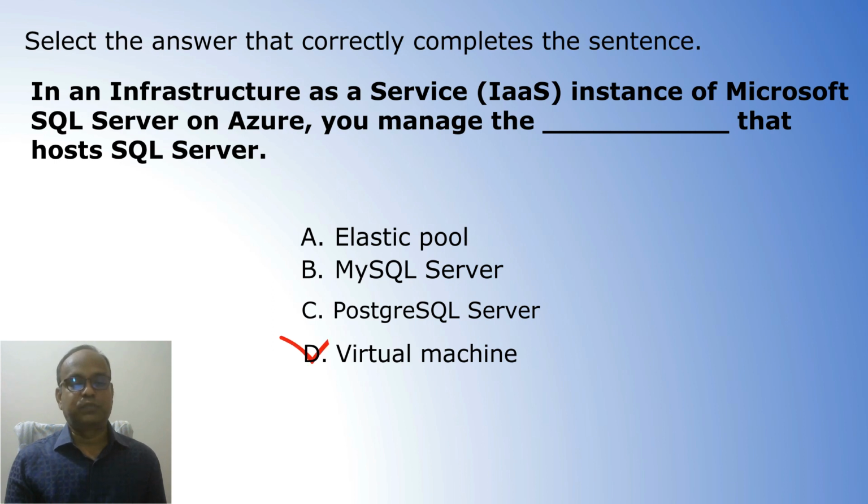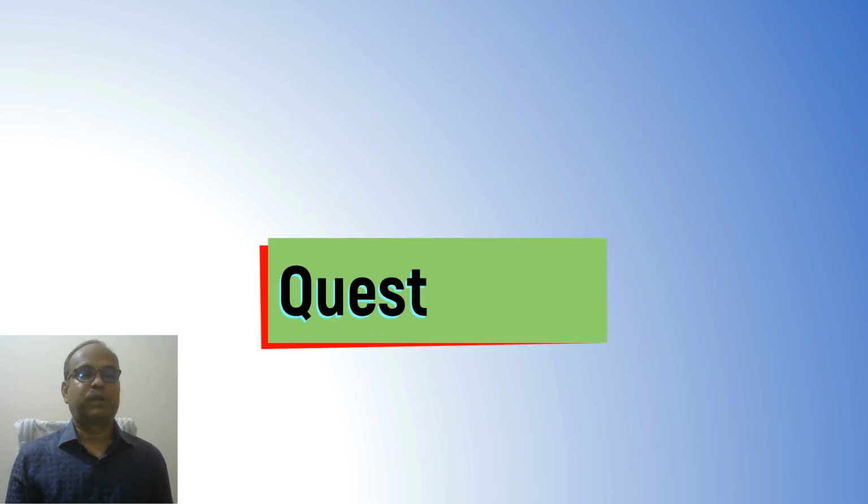The correct option is virtual machine because we know that we need to install and configure the virtual machine in an infrastructure as a service, IaaS, environment on which the Microsoft SQL Server is hosted. SQL Server on Azure VM falls into the industry category infrastructure as a service, IaaS, and allows you to run SQL Server inside a fully managed virtual machine, VM, in Azure. Next question, question number 58.